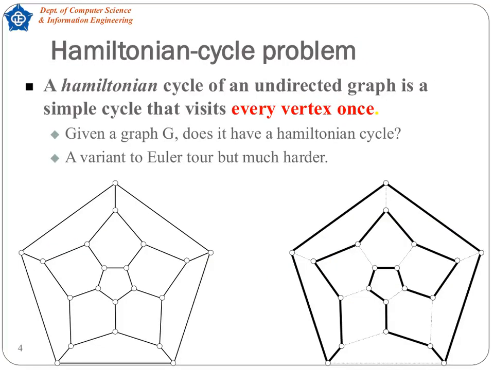Now that we've seen how Euler tours cover every edge exactly once, let's turn to Hamiltonian cycles. In an undirected graph, a Hamiltonian cycle is a simple closed path that visits every vertex exactly once. The central question is, given a graph G, does it contain such a cycle? It's like the Euler tour problem, but instead of covering edges, we must hit each vertex exactly once, which makes it significantly harder. In the example shown, the left diagram displays the original graph, and the right diagram uses bold lines to trace one valid Hamiltonian cycle that passes through every vertex without any repetition.